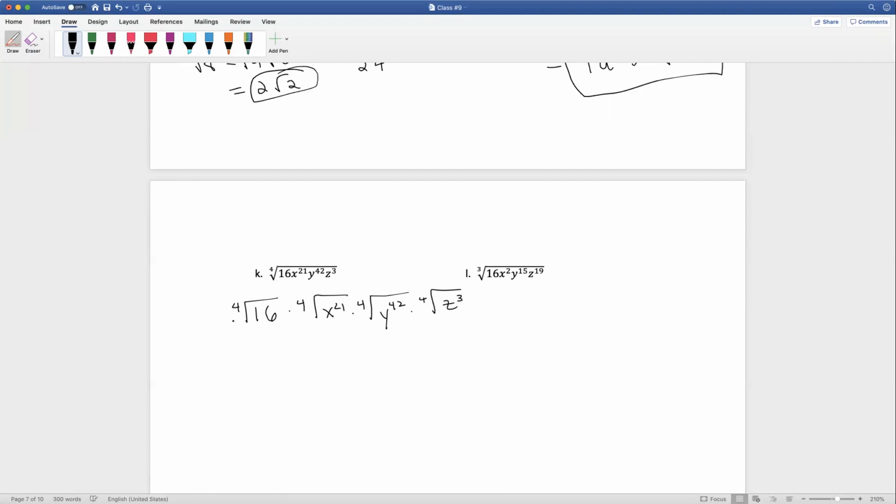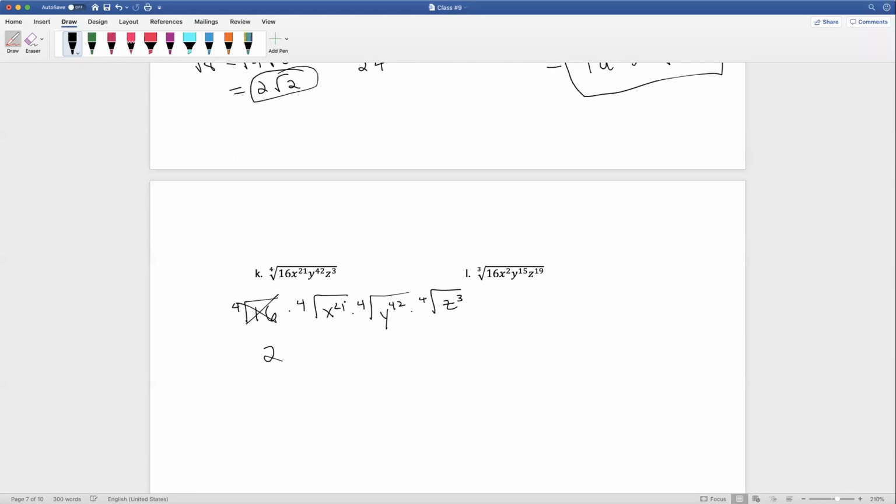The 4th root of 16. Does 16 have any perfect 4th factors? Well, it turns out, just like the example above, that 16 is a perfect 4th, right? 16 is the same thing as saying 2 to the 4th. So the 4th root of 16 is 2. Done with that guy.